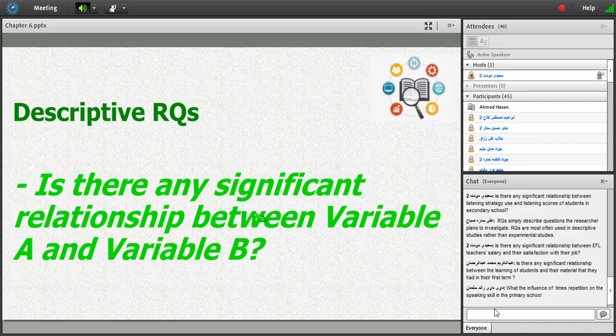This is not a descriptive research question, okay? A descriptive research question starts with this. Is there any significant relationship? When we say influence, it is cause and effect, the next type, okay?